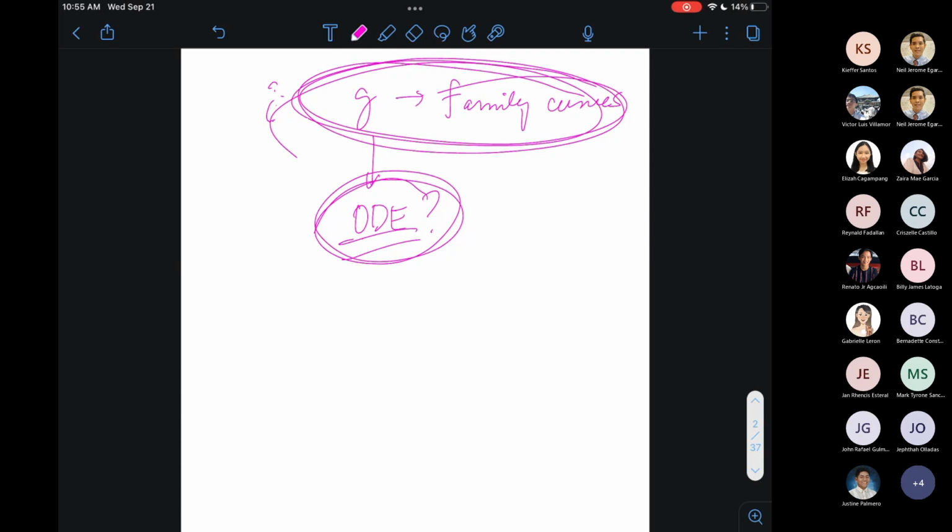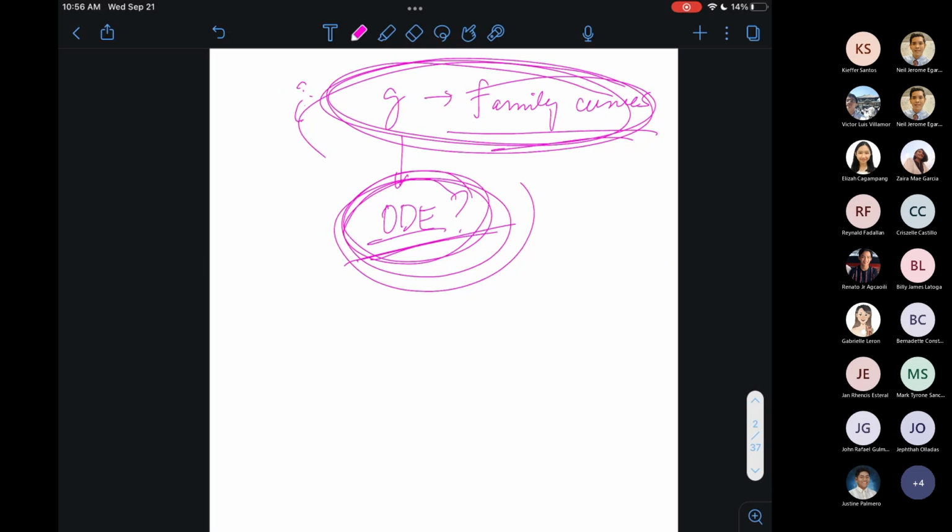So yun lang. Pero analytically, wala pa tayong method or hindi nyo pa kayang gawin ngayon kasi hindi ko pa naituturo kung paano mag-solve ng mga ODEs. Pero ang idea, kung meron kang candidate ODE para dun sa family of curves, isosolve mo yung ODE at kailangan mapakita mo na yung solution ng ODE na yon ay equal dun sa family. Alright? I hope that makes sense.